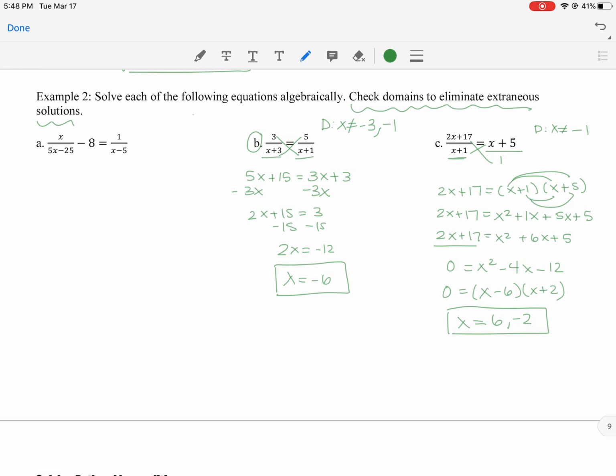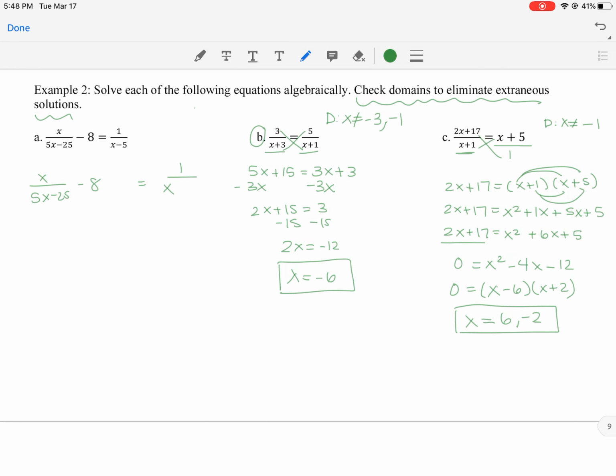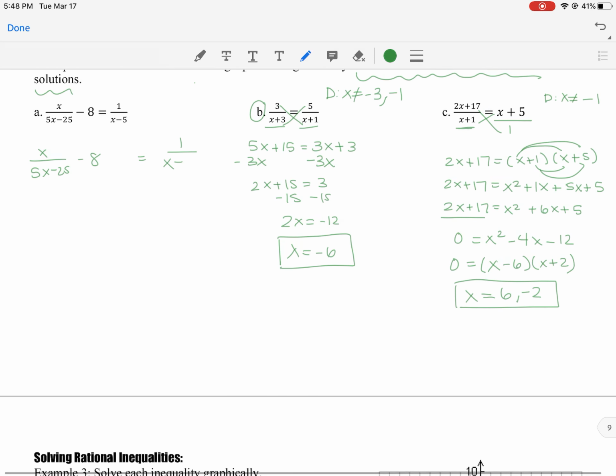On A, the issue here is we've got this minus 8. So before we can cross multiply, we do need to make that left side one fraction. So I'm going to rewrite the problem down here, and I'm going to leave a little space next to the negative 8. The whole idea is we want to make this x have the same denominator as the other fraction on the side, that 5x minus 25. So think about what we have to multiply that by such that it has a denominator of 5x minus 25. Well, I can't just multiply it on the top. I've got to multiply it on the bottom. I have to multiply it on the top as well. So we're going to multiply the top and bottom by that fraction.